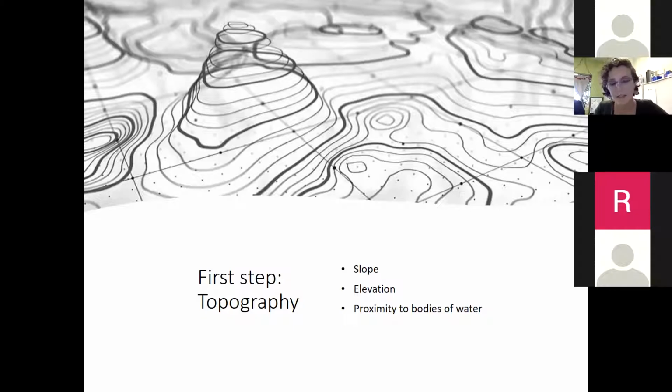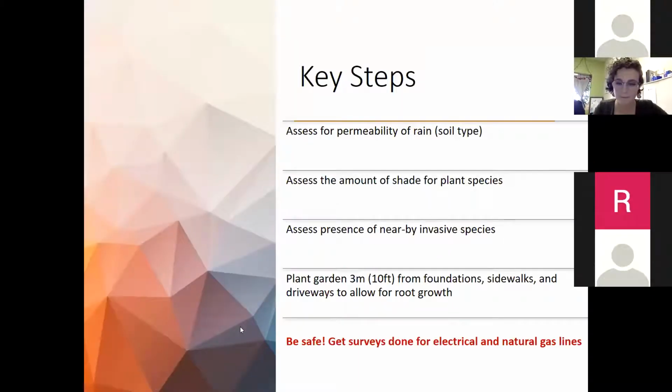So next I have some key steps to keep in mind. Assess for permeability of rain, soil type, assess the amount of shade for plant species. I'll just wait for Siddhabi to go to the next slide if you wouldn't mind. Thank you so much. Assess presence of nearby invasive species, as I mentioned before.